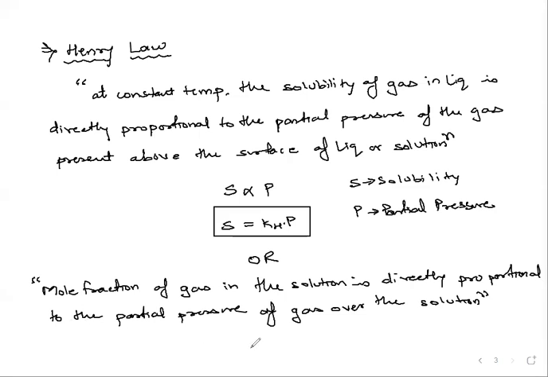So the equation can be used as partial pressure P is equal to KH into X. Everyone knows P stands for the partial pressure, X here stands for mole fraction. But now what is KH? KH means Henry constant. Clear? Is everyone clear?